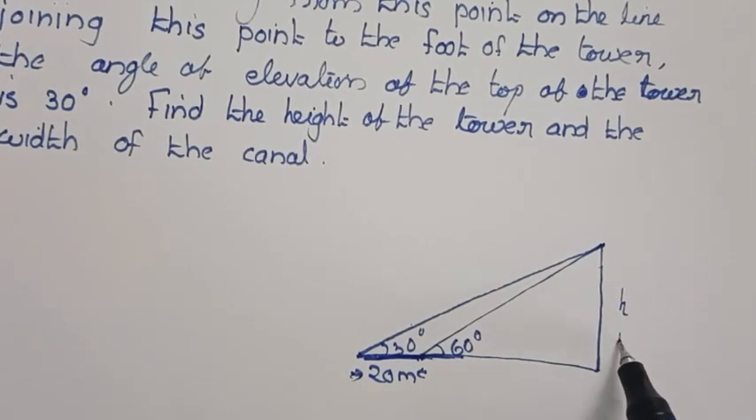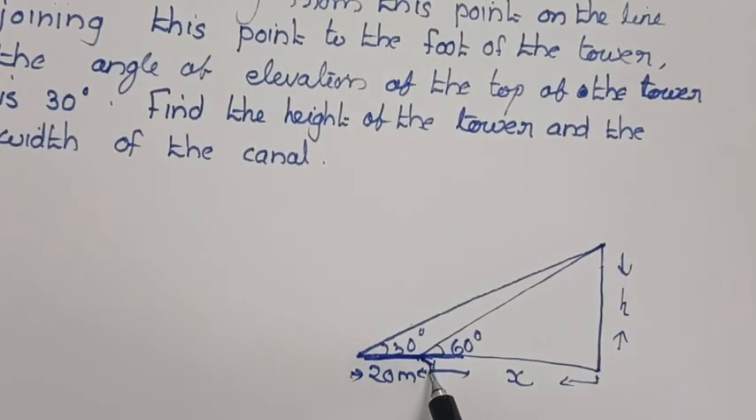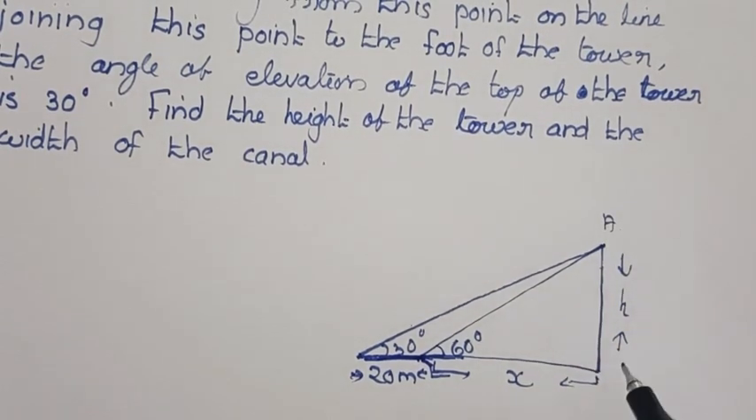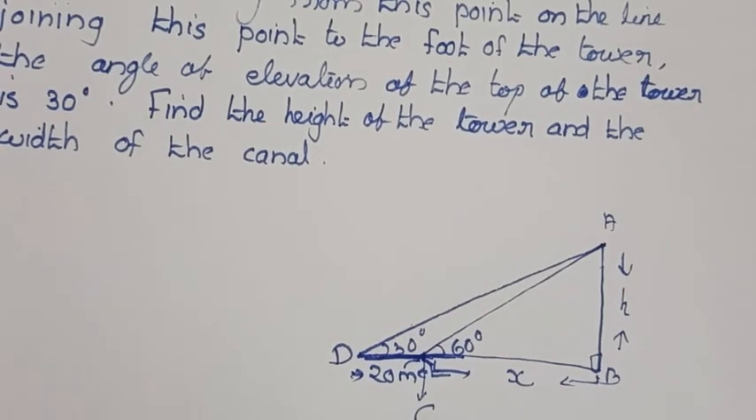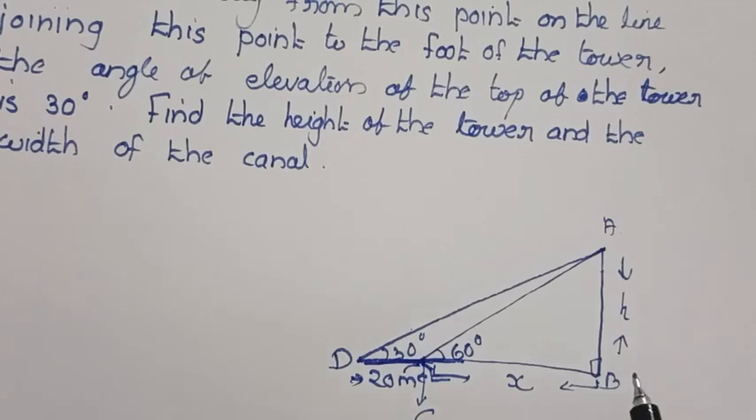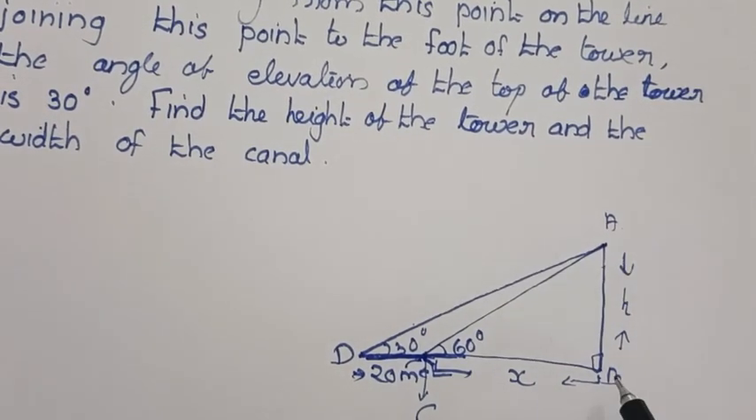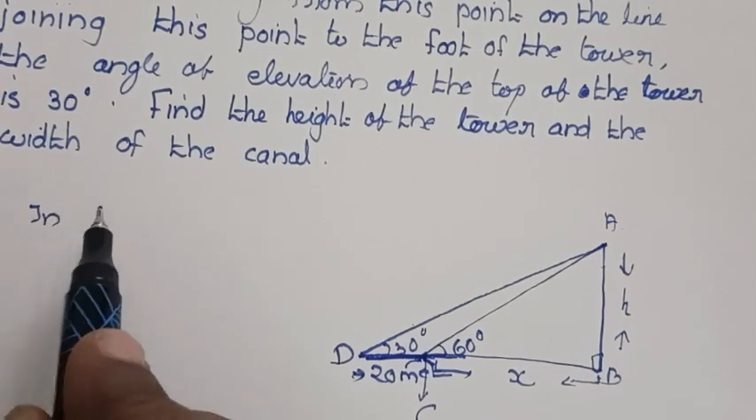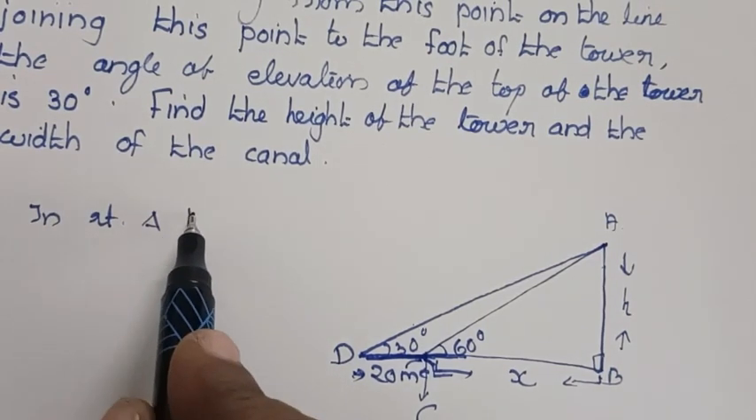Height of the tower and width. Width means from here to here, this much. We can take it as x. We have to find x from here. So take the right triangles. We can write this point as C. Two right triangles ABC and ABD. First take the right triangle ABC.